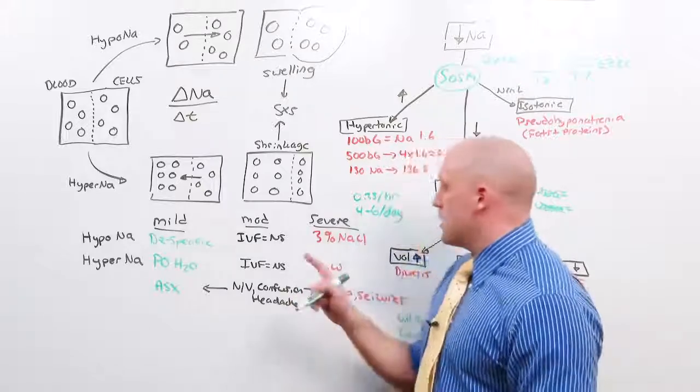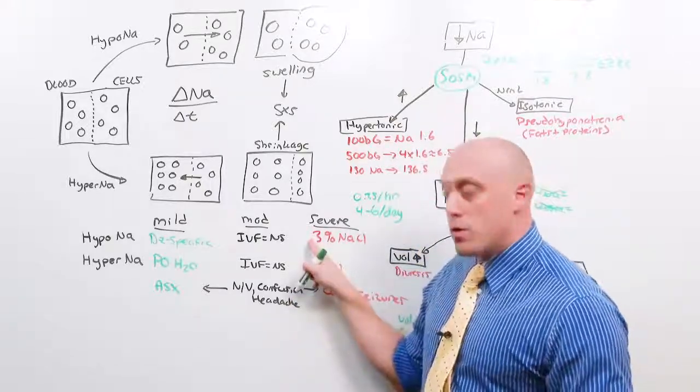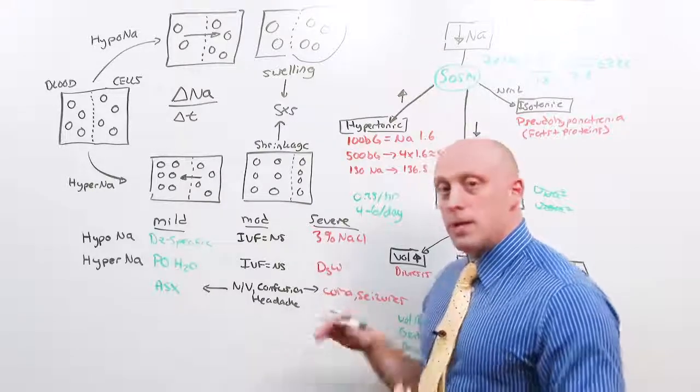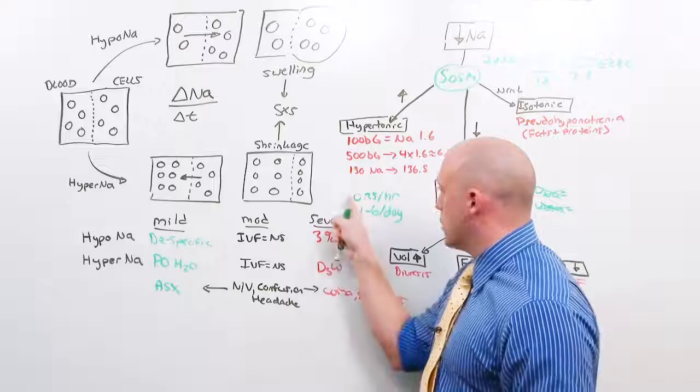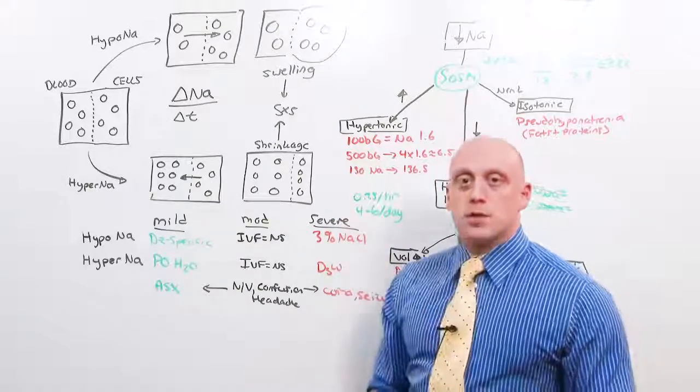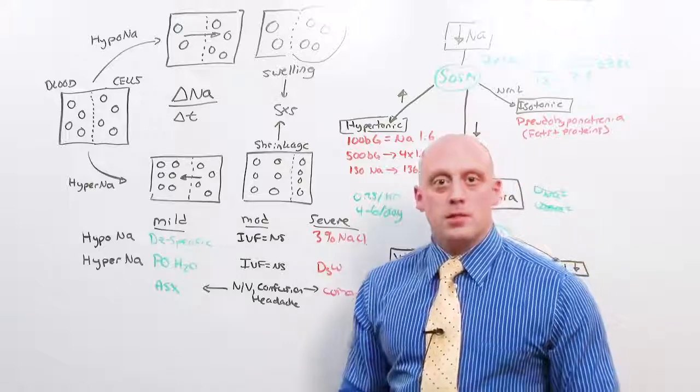The exception to that is in severe cases. You give them hypertonic saline until they stop seizing. But in general, you want to correct the sodium very slowly, and you don't need a big change to get them out of the symptomatic range. That's sodium.